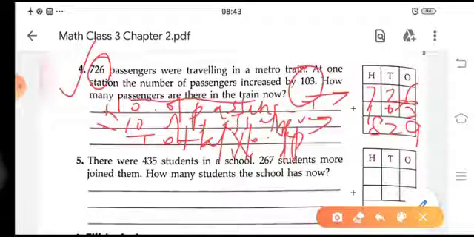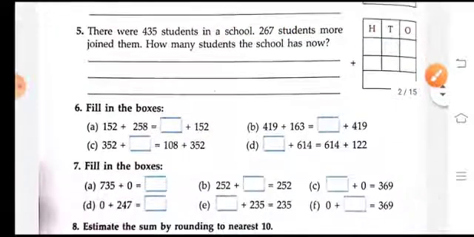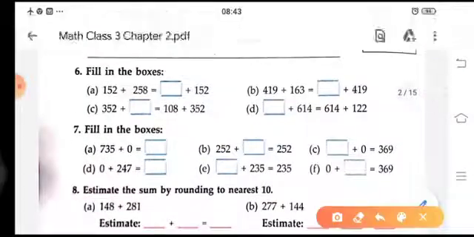So how will we do it like this? We'll write the statements, children: number of passengers, then number of passengers who joined the train, then total number of passengers. Like this we'll do the other sums. Okay, we'll fill in the boxes, children. See, in this, fill in the boxes.